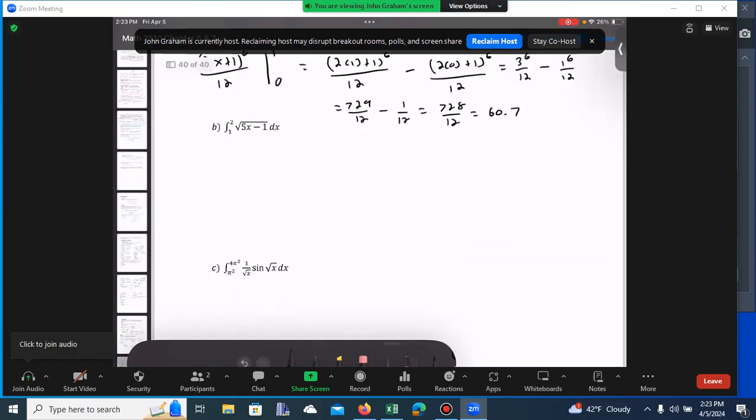Next one. This one now, we'll replace the limits. Here we'll let u be, I'll do a different color.